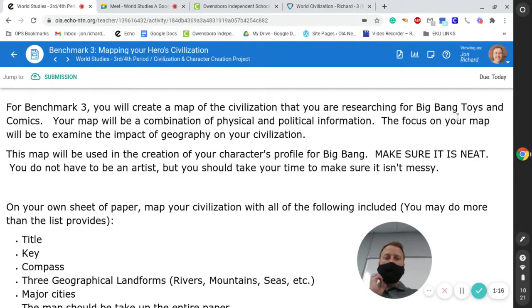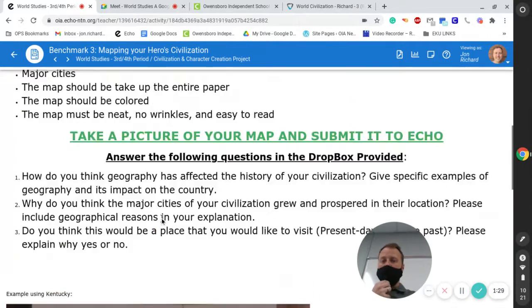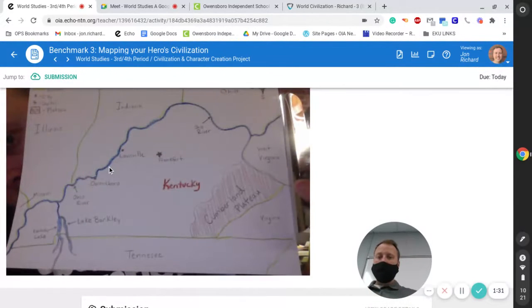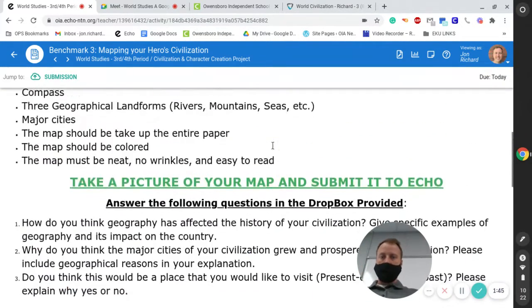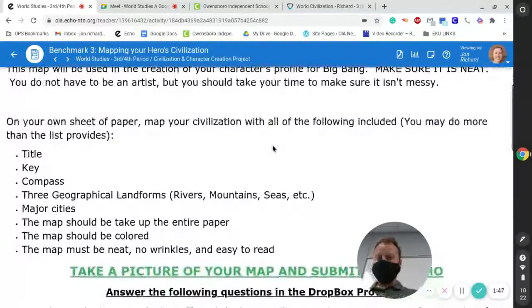So you're going to create a map for Big Bang that's going to go into your character profile. So it needs to be neat because it's going into your character profile. Also, I gave you that white sheet of paper. The map needs to be as large as that white sheet of paper. So you'll notice on my white sheet of paper, I did my home state, our home state, Kentucky. Kentucky fills up that white piece of paper. It's not up in the top left-hand corner or right-hand corner or whatever, okay? It is full, okay? So take up the whole sheet of paper.